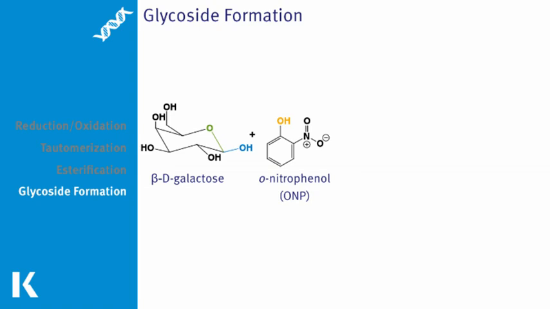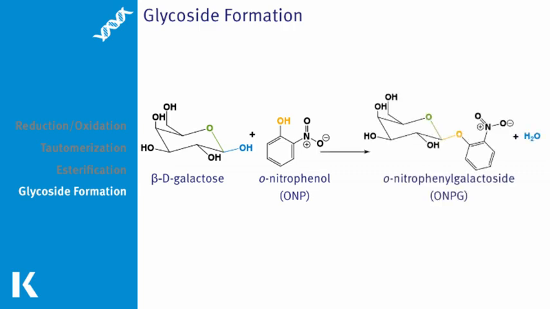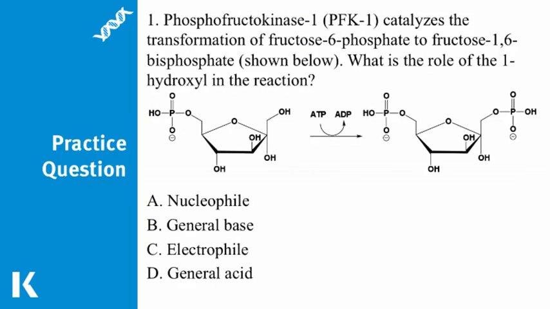Now that you've seen the mechanism, we're going to put it all together. A molecule of beta-D galactose and o-nitrophenol will form a glycosidic linkage when the primary alcohol in o-nitrophenol, acting as the nucleophile, interacts with the anomeric hydroxyl group on beta-D galactose, acting as the electrophile. We get a glycosidic linkage formed between the two molecules, forming o-nitrophenyl galactoside, or ONPG. That concludes this video's material discussion. Now put what you learned into practice with a sample question.